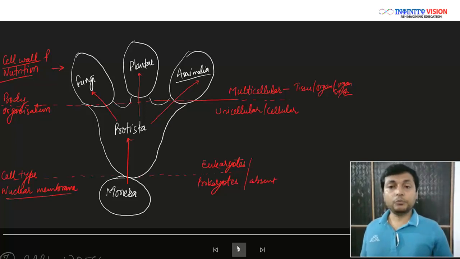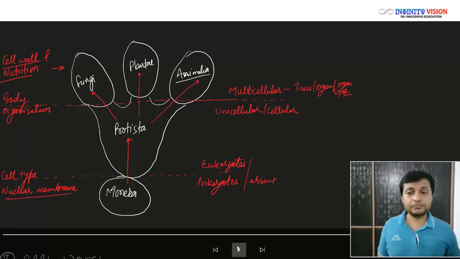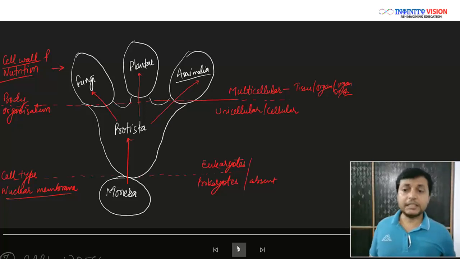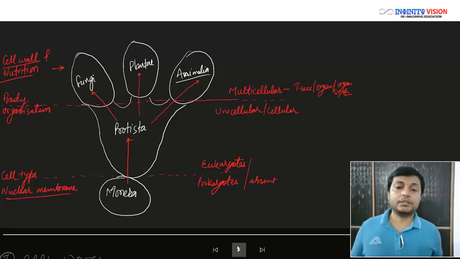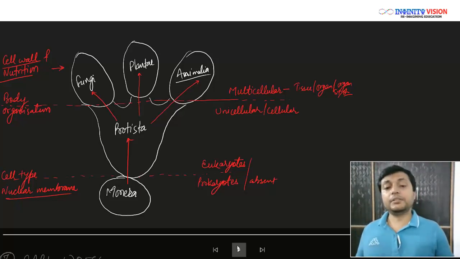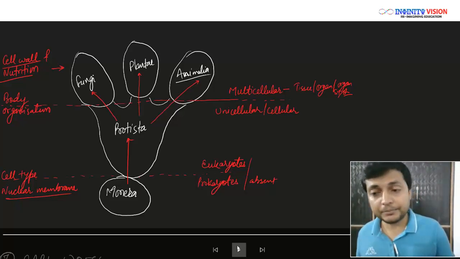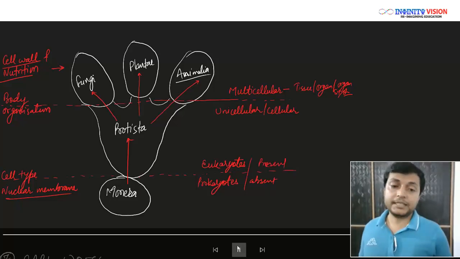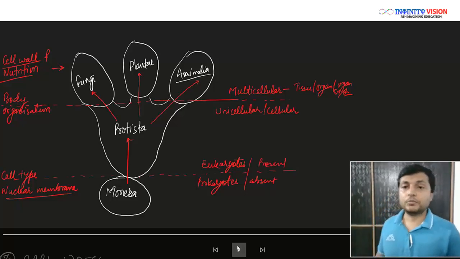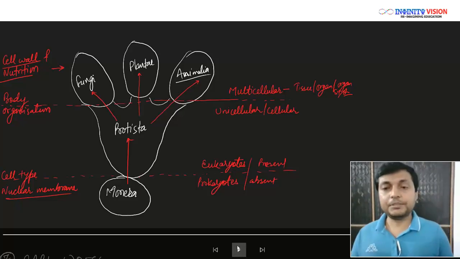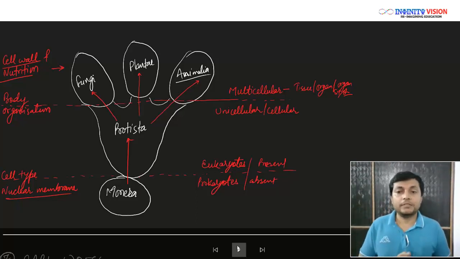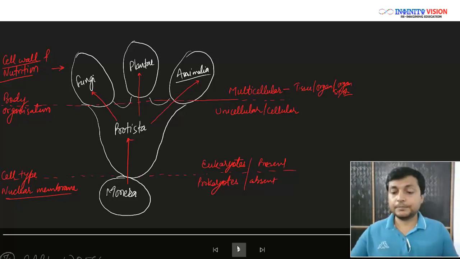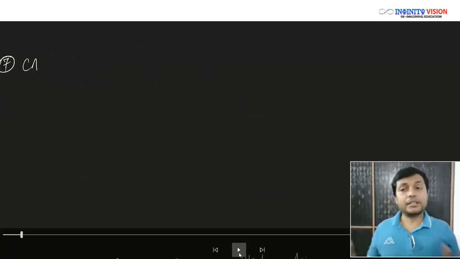One thing we also talked about is the nuclear membrane. Nuclear membrane can be incorporated in cell type, because prokaryotic cells do not have a nuclear membrane, that is, the nuclear membrane will be absent. In eukaryotes it will be present. So this is how they have developed, and this is a cladogram or cladistics to show the evolutionary pattern of all these five kingdoms. Great, so this was the five kingdom classification.